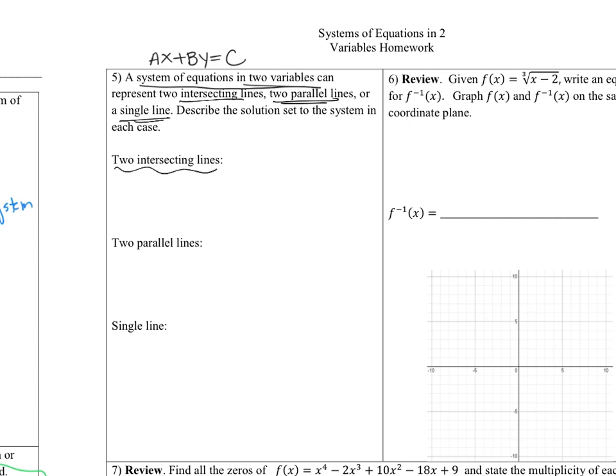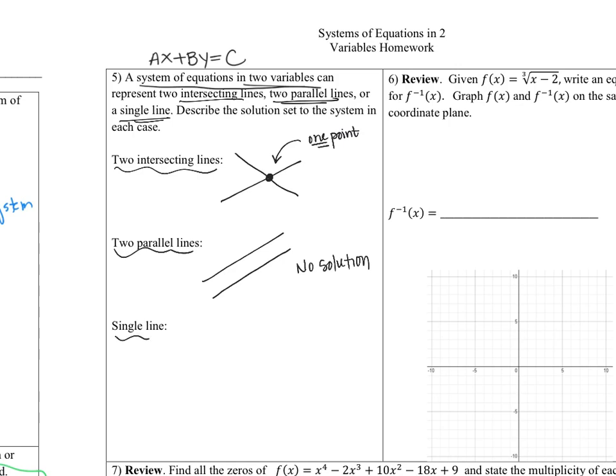So two intersecting lines, those are what we were just looking at really, because the solution is 1 point. They intersect at 1 point. So there's one ordered pair that makes the equation true. Now if you have two parallel lines, they are never going to intersect, so they're not going to have any point in common, so there's no solution to that.